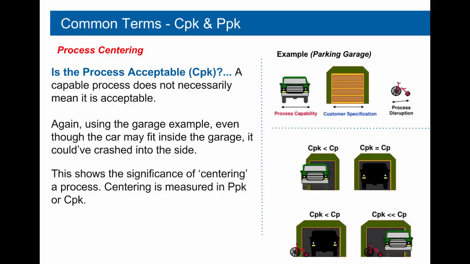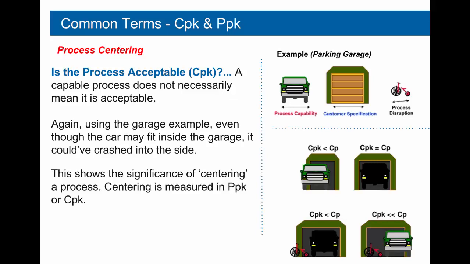Now let's think about, is our process acceptable? A capable process does not necessarily mean it's acceptable. So even if from a variation perspective, the process or the truck was small enough to fit in the garage, it may be missing the mark. So if we go back to the example with the garage, the truck represents our process capability, the garage is our customer spec limit, and maybe there's some disruption that's forcing the truck either left or right. In the case where our CPK numbers are below CP, the truck has missed the mark.